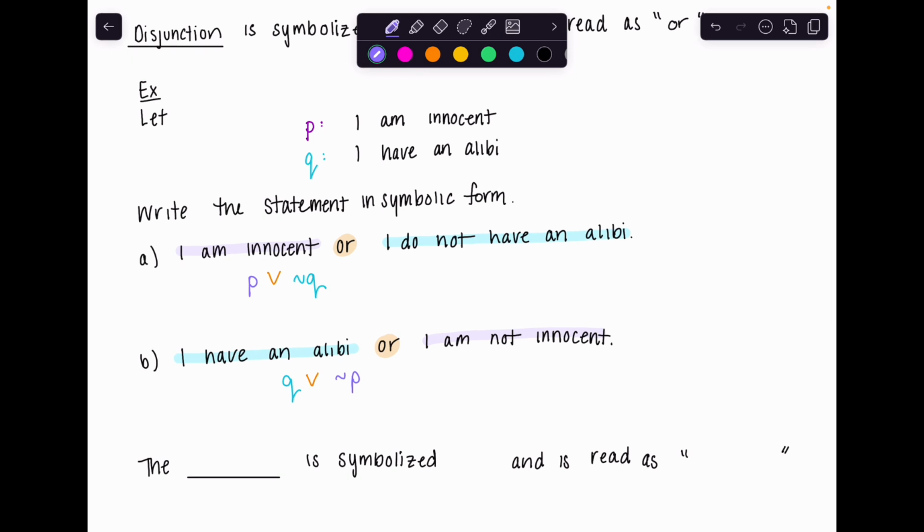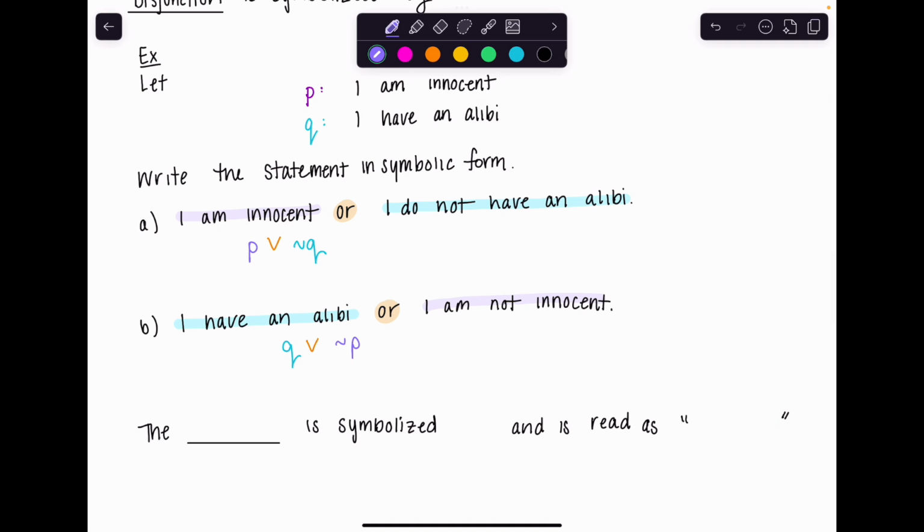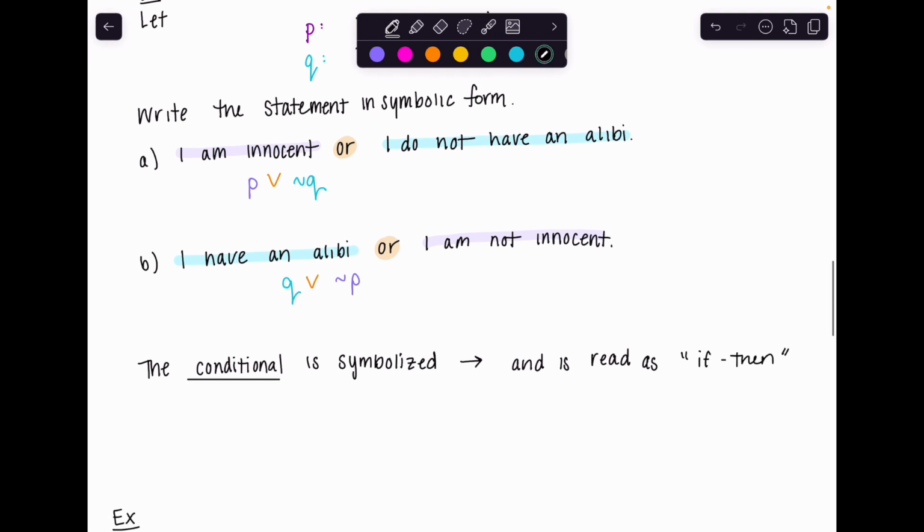This next one instead forms its own type of sentence, and this is the conditional. So the conditional is symbolized by an arrow and is read as "if, then." So really, if you see something like P with an arrow Q, this just really means if P happens, then Q is going to follow.